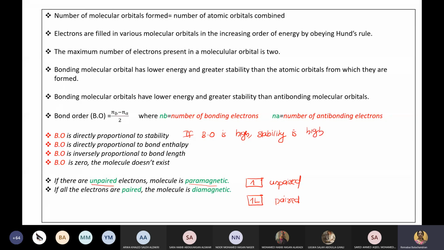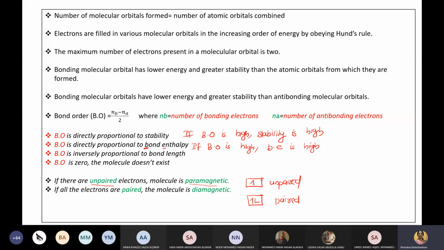Then, bond order is directly proportional to bond enthalpy. Bond enthalpy means the energy needed to break the bond. Okay? Energy needed to break a bond. So, if bond order is high, bond enthalpy is high. I write bond enthalpy like this: bond enthalpy is high.